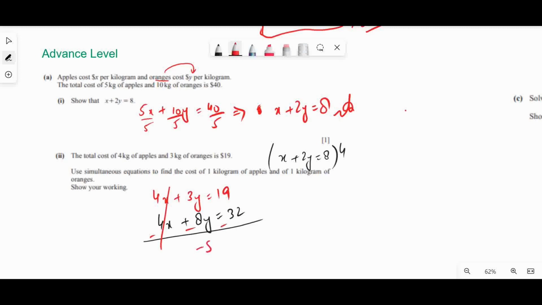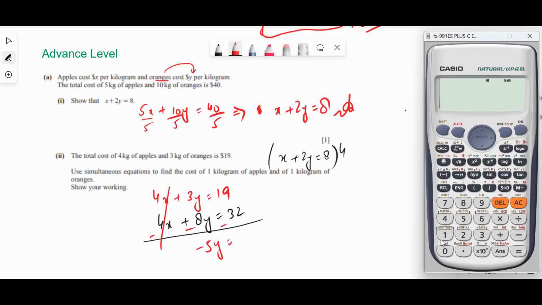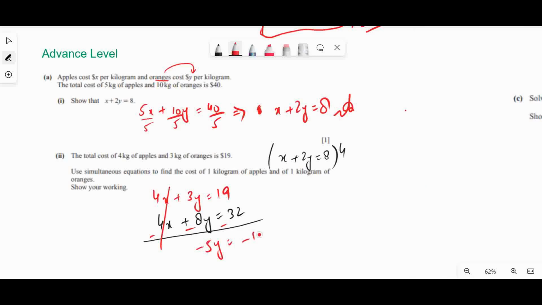So this will be minus 5y is equal to 19 minus 32, which is negative 13. So y will be equal to 13 by 5. Now just put it in any of the equations to find out the cost of 1 kg apple. So let's put it in equation 1.